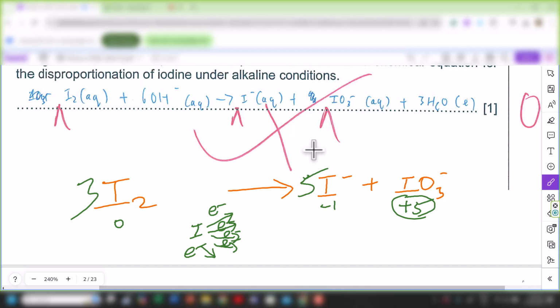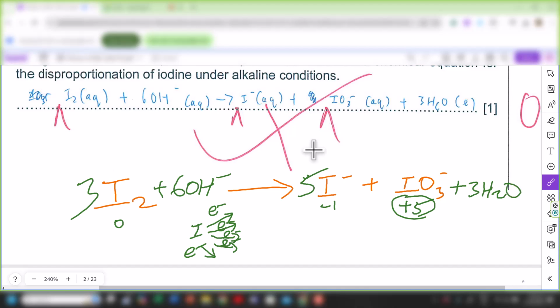Based on this, they say alkaline medium. So for alkaline medium, I need to balance the overall charge, so I need to add 6 OH minus on the left hand side. And then after that, I need to write out the water. So this is the way to balance it.